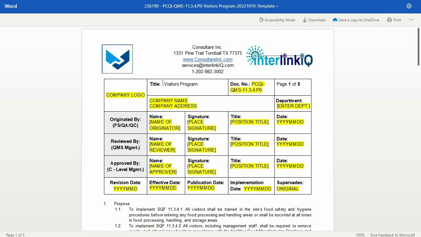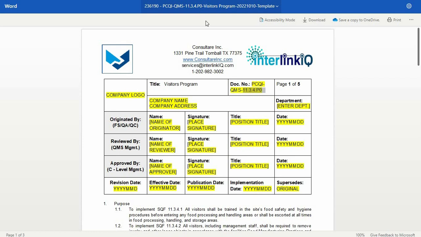To conduct a document review utilizing the Visitors Program under the SQF Module 11.3.4, first check if the document title matches the uploaded file name on the dashboard. In this instance, we do have the same titles as the Visitors Program. Next, both must have the same document code. For this example, we do have 11.3.4P0.